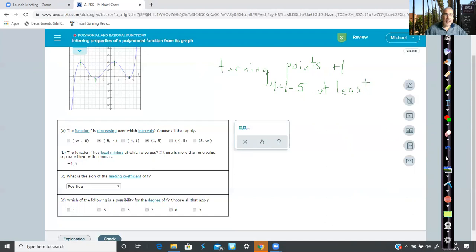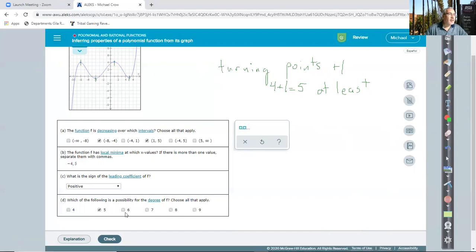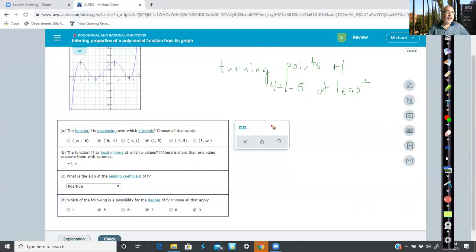So what we can do now is we can check the box for 5, but this is sort of the minimum. There could be a hidden 7th degree or a 9th degree. We always have to get those. Okay. The other way, which is going to give us the same answer, but just kind of depends on how you want to look at this.